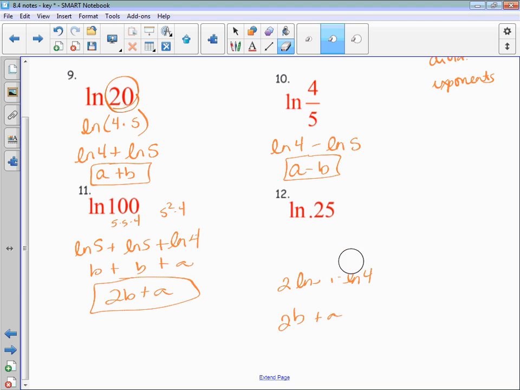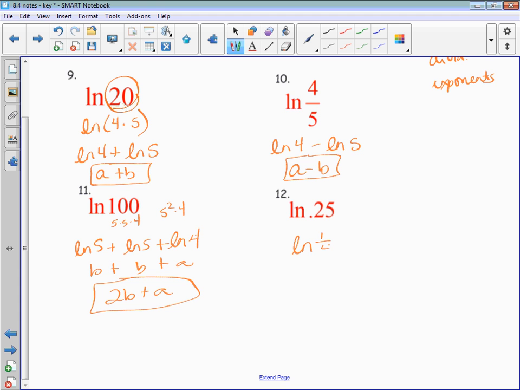Alright guys, how'd you do on 12? When it's a decimal, think of it as a fraction. What is 0.25 as a fraction? 1/4, right? Let me go through 2 ways to do this. You could think of that as natural log of 1 minus the natural log of 4. What is the natural log of 1? We did it in your warm-up. 0. So this is really like 0 minus A, which is just negative A.